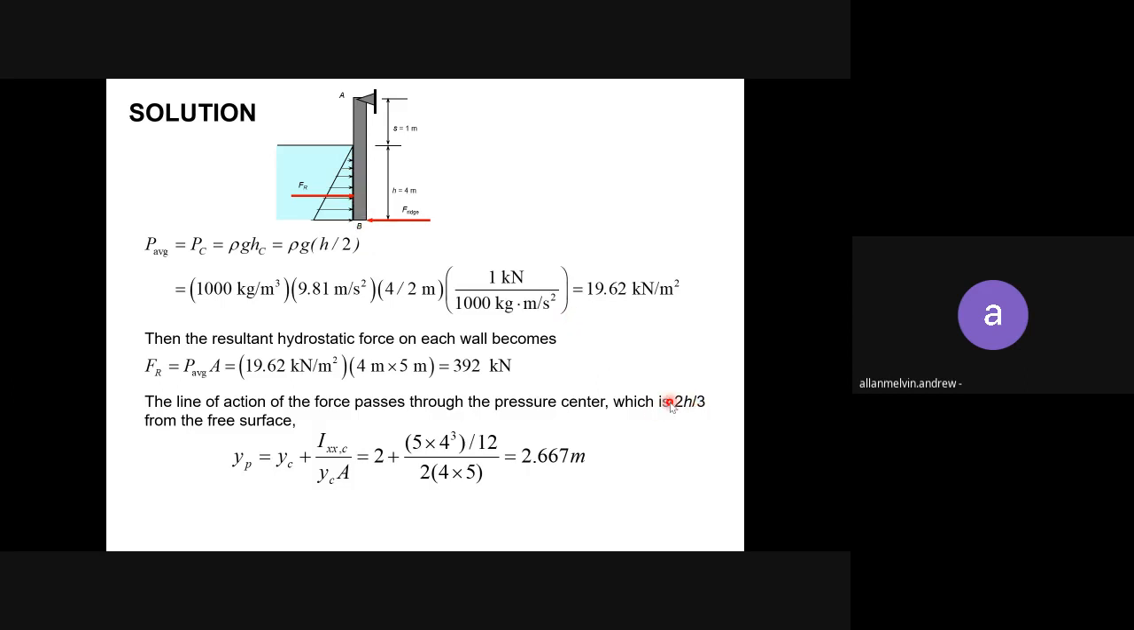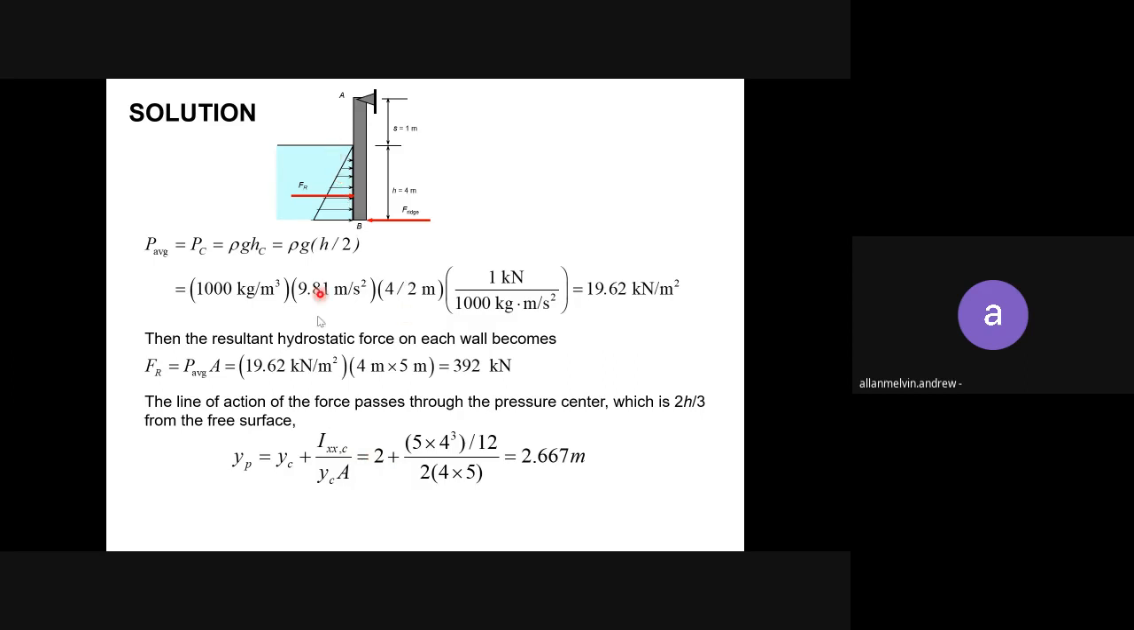So this is an assumption. Even though it is not written here, I encourage you during the exam to write the assumptions that you made. Okay, so you assume that the FR is at 2h over 3. Then you replace with the formula: Yp equals Yc plus Ixxc over Yc A. Okay, so here Yc is 2 meter.